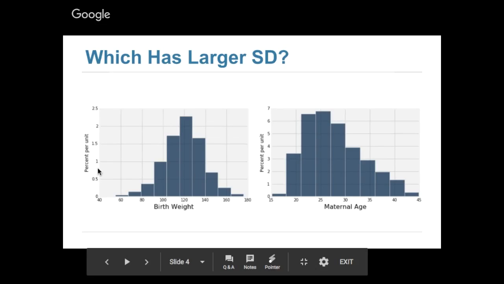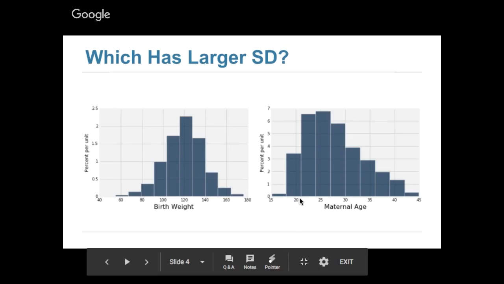Now you look at this and you're like, what? What is happening? I thought this has a higher spread. And indeed, usually a histogram like this that has a tail or a bigger spread will have a higher standard deviation than one like this. But the units here are different. The scale, the x-axis, is different here, right?